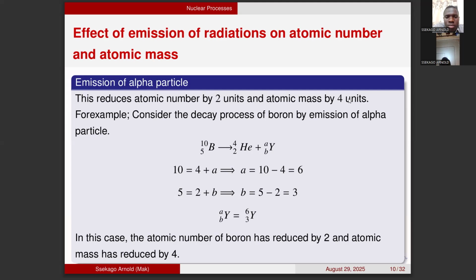How are we going to understand this? So what I am meaning, I am giving here an example. In particular, we consider the decay process of boron. So the example I've taken is that of boron, the atom of boron. So boron is undergoing decay process by emission of alpha particle. I give you an example here. So this is boron. It has atomic number 5 and atomic mass 10. It breaks down to form this particle.